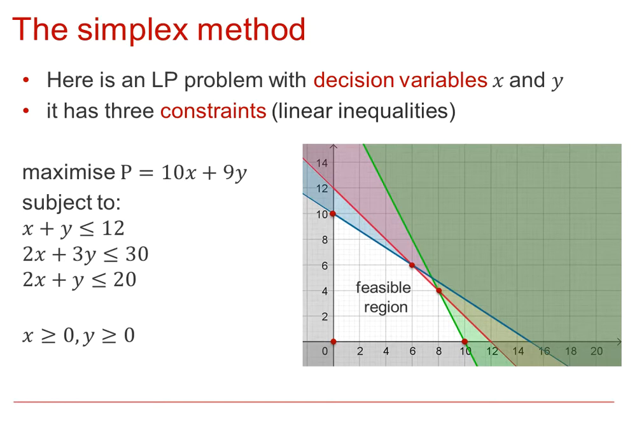So here is a linear programming problem with decision variables x and y, and it has three constraints, or linear inequalities. This is the objective function, and these are the constraints, including the non-negativity. If we graphed this, it would give us the feasible region as shown in the diagram.